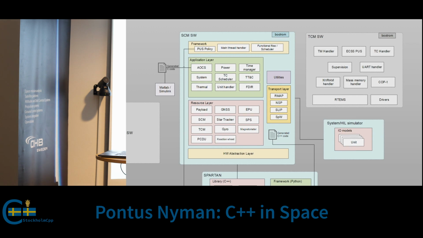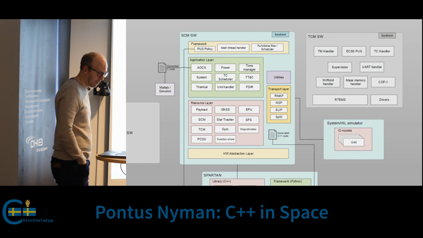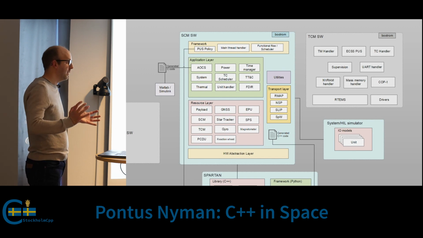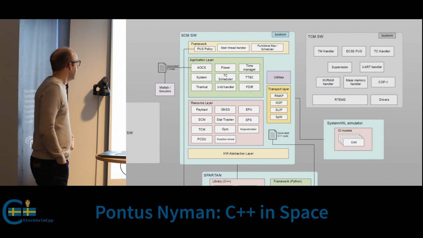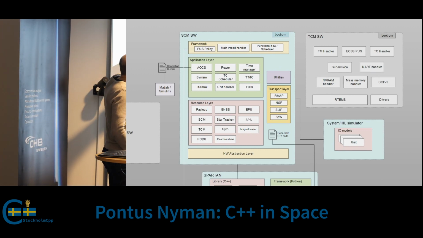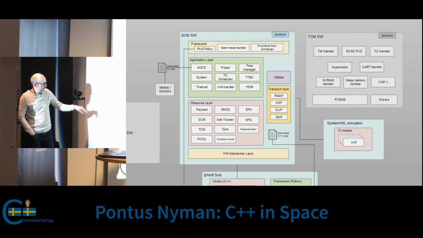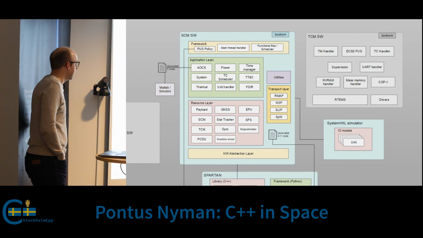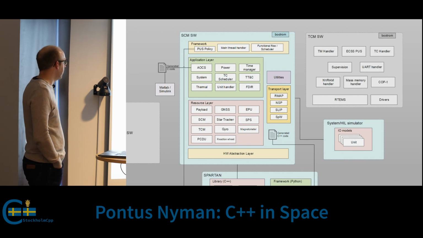So we have two different simulators. We have a system simulator that runs the complete satellite on a PC. And then you have a HIL simulator, a hardware-in-the-loop simulator, where we run the SCM software on the proper unit, and then we run models for the different devices. So we can do proper tests of the computer, the real flying computer system, like load tests and stuff like that.